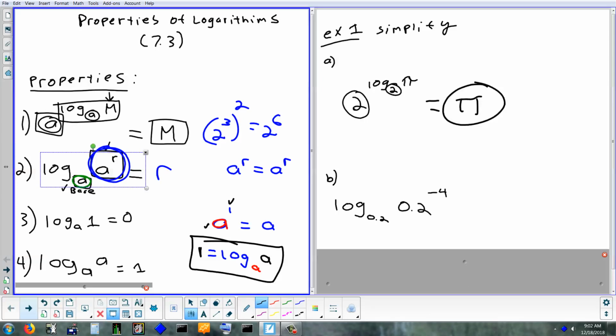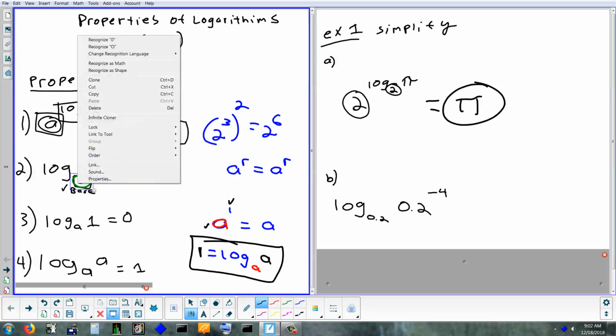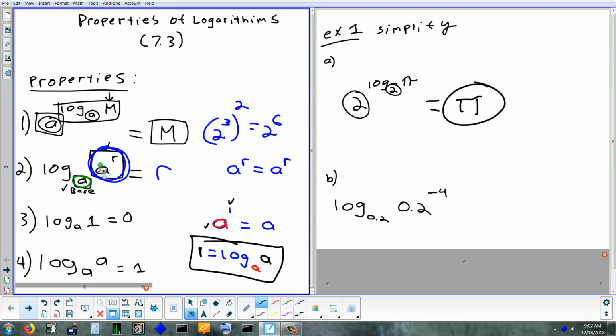It's a log where the base on the argument and the base on the log are exactly the same number. So when that happens, we went through the proof. It's like the reflexive property. What would B simplify to? Yeah, -4.